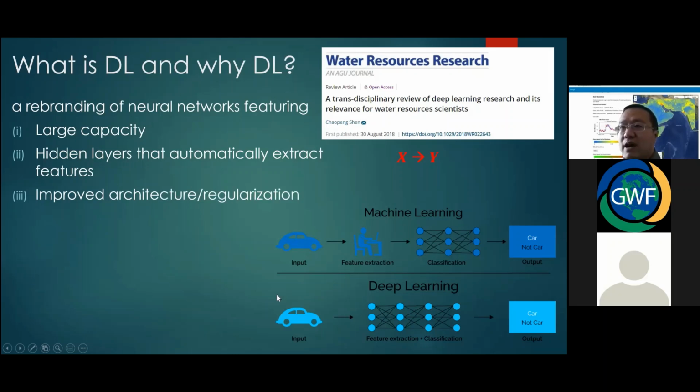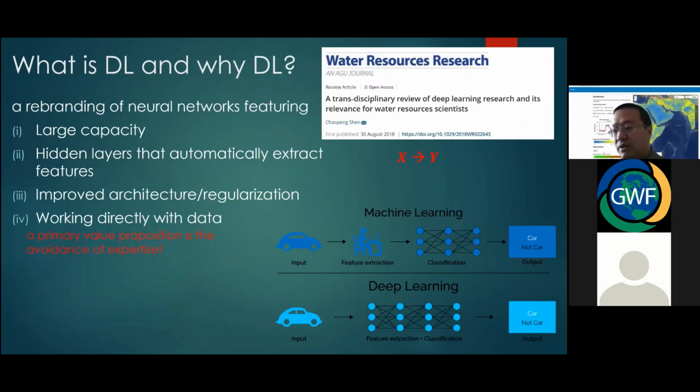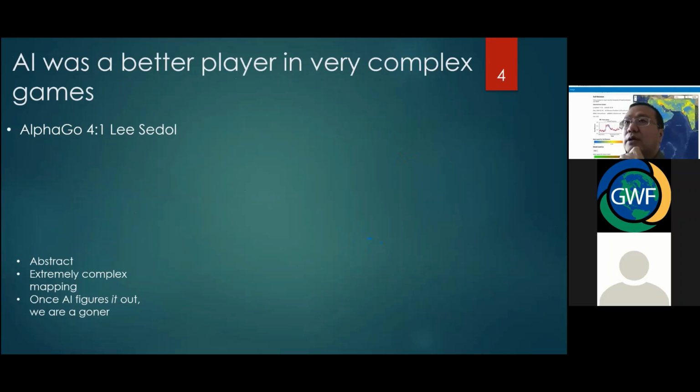Along with that, you have lots of improvement in the architecture and the regularization techniques and various things that come together to make it work. The whole essence of it is to work directly with data. So you can see that the primary value proposition is the avoidance of expertise, which is very annoying to us. However, as you will see later in this talk, I don't think there's an exclusive relationship between expertise and machine learning. In fact, they're quite complementary.